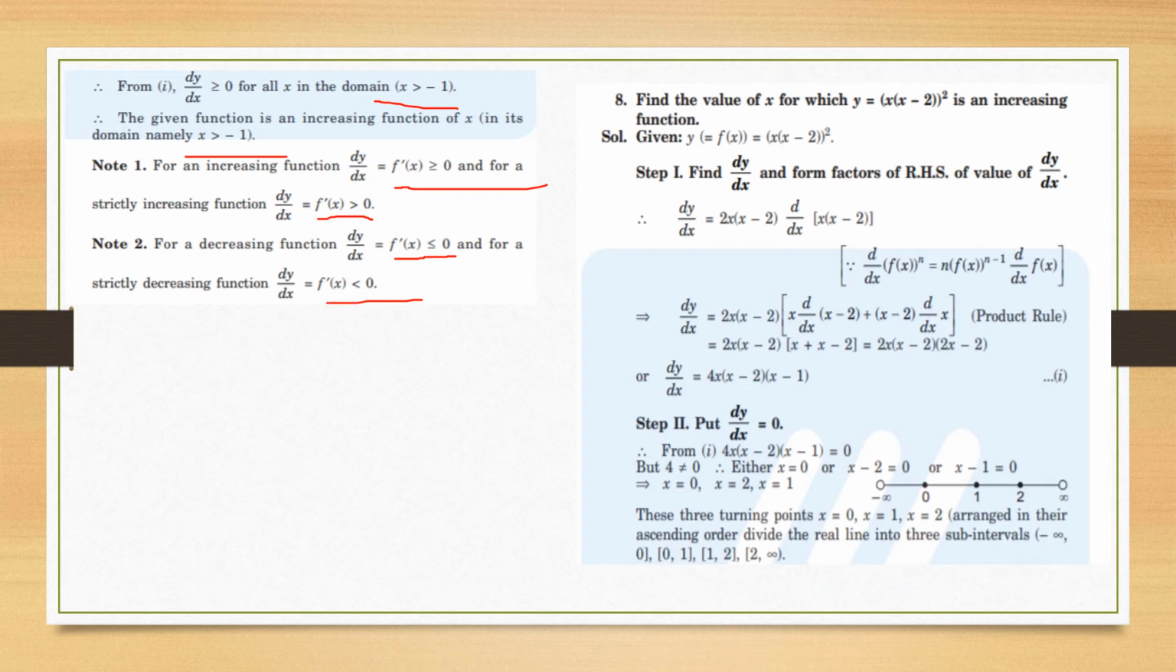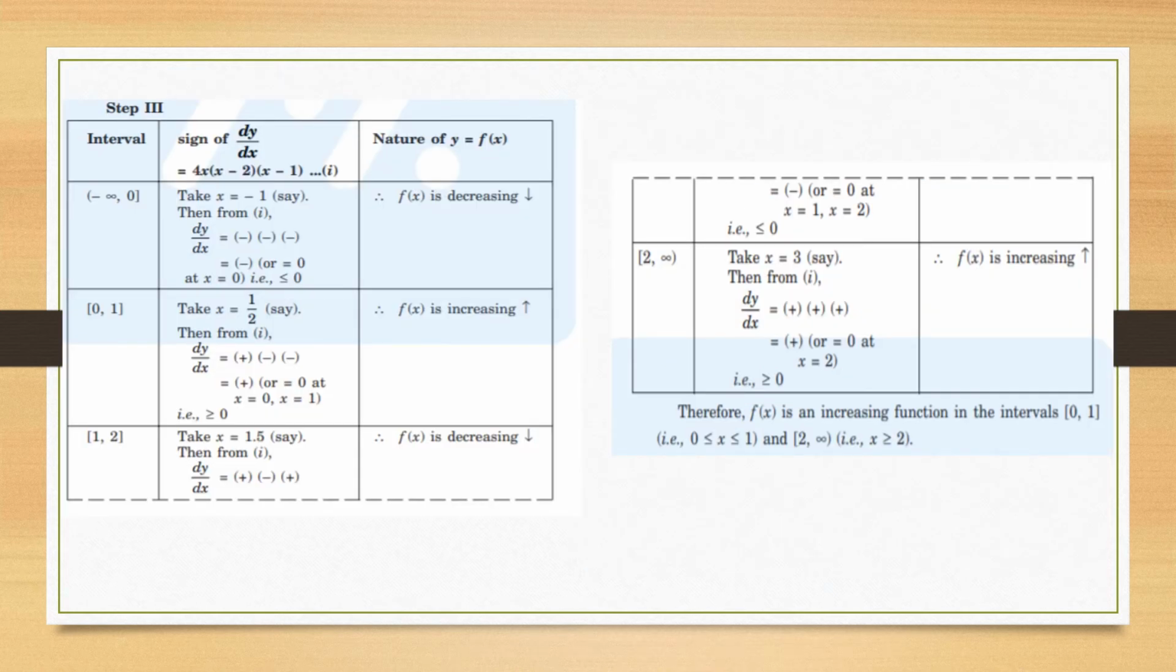Number 8 is, you have to find the values of x for which this function is increasing. So let us start with the derivative. My derivative turns out to be, after proper factorization, 4x(x minus 2)(x minus 1). So let's check the critical points. As 4 is never equal to 0, x is 0, from here x is 2, x is 1. So 3 points means 4 intervals. One is minus infinity to 0, then 0 to 1, then 1 to 2, and then 2 to infinity. So let us check my derivative.